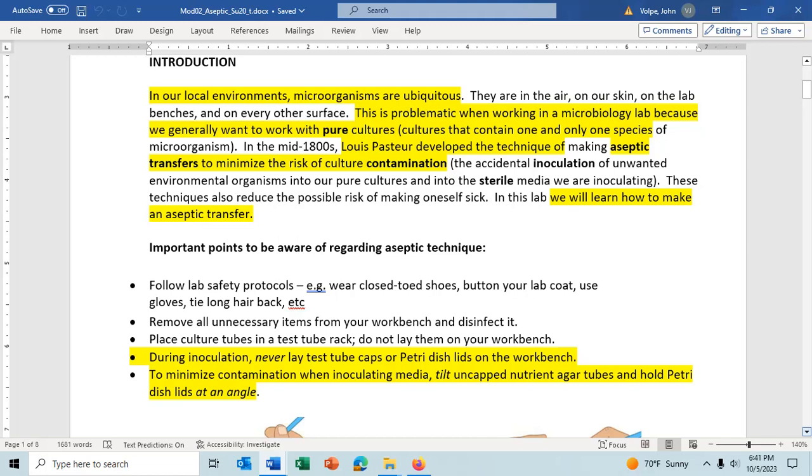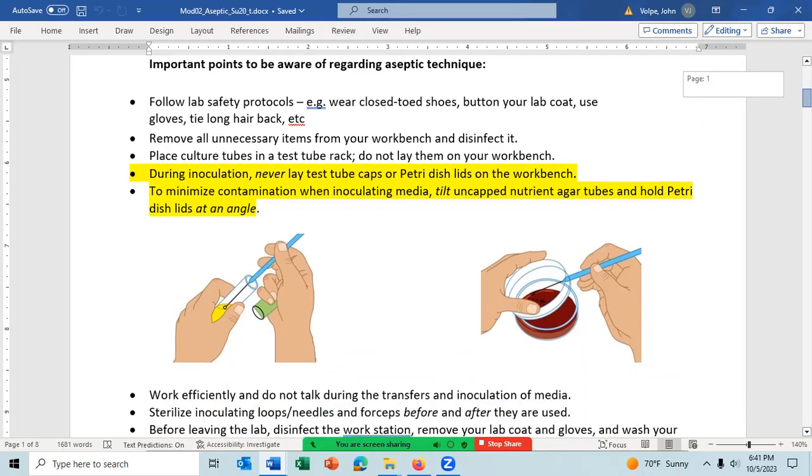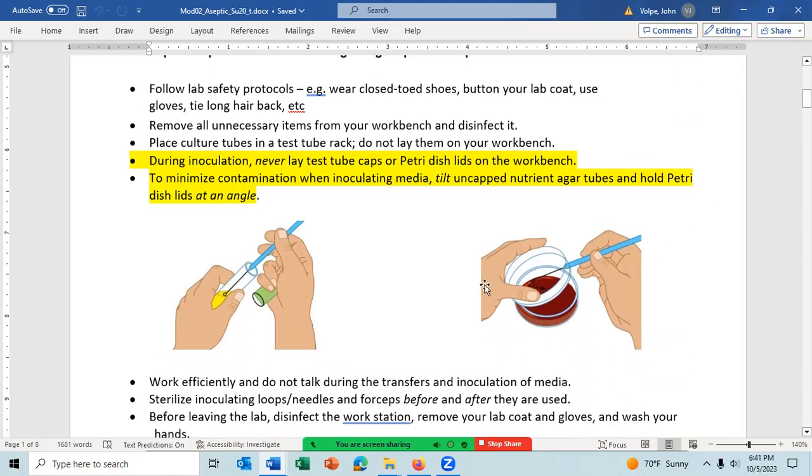All right, we're going to learn how to make aseptic transfers in this lab. During inoculation, something you want to do while you're doing aseptic transfers is to never lay the test tube or the petri dish lids on the workbench, because if you do, they can pick up bacteria from the workbench. And of course, you never lay the loop down once you have it sterilized, because it can touch the surface and then pick up bacteria.